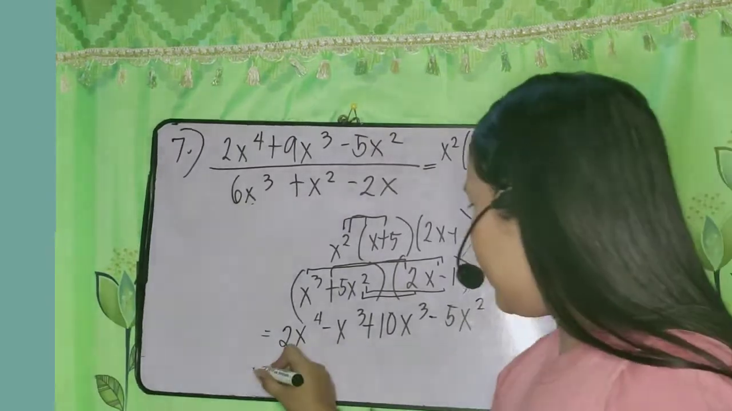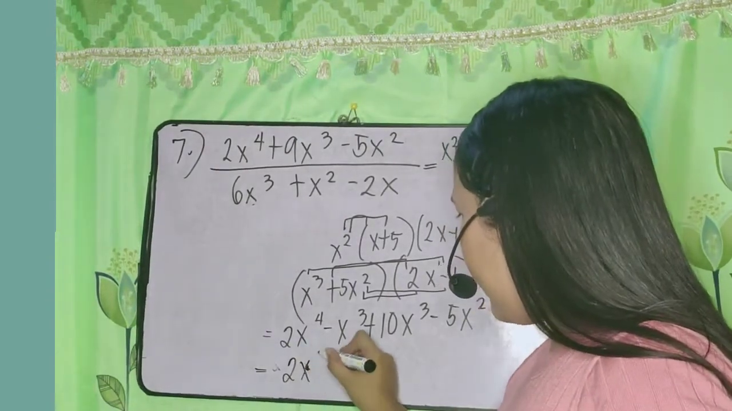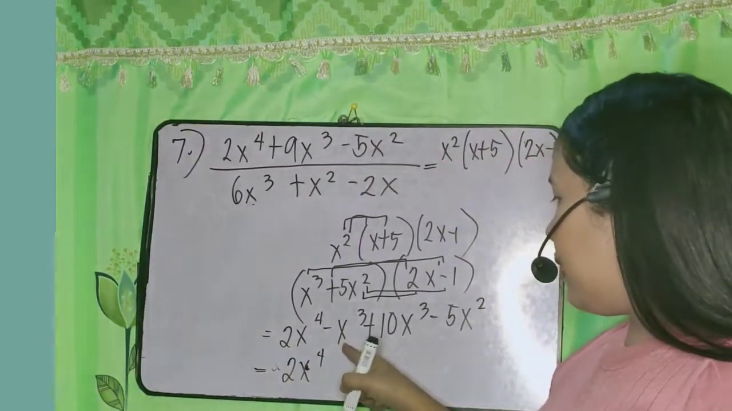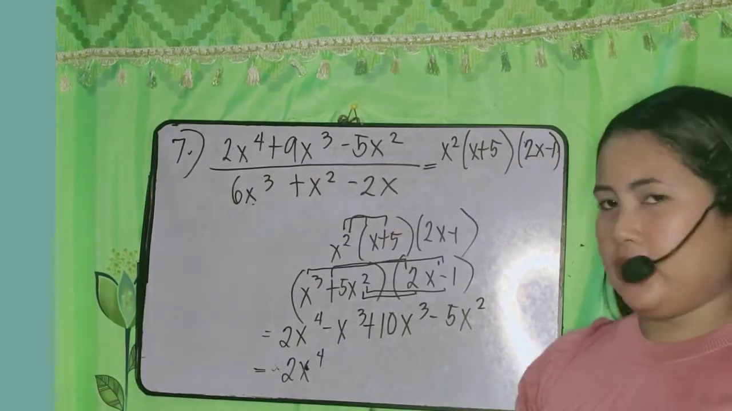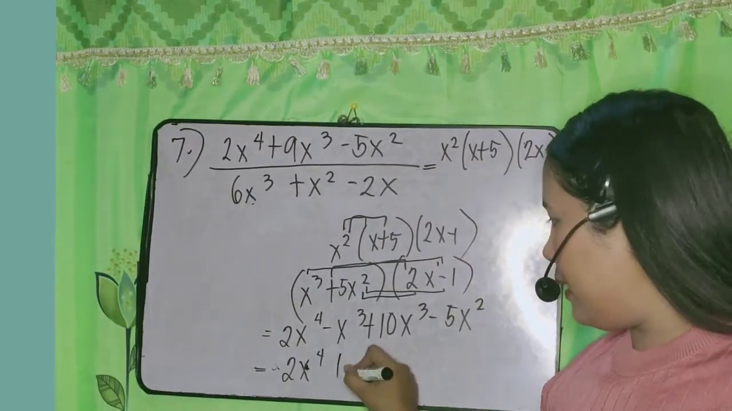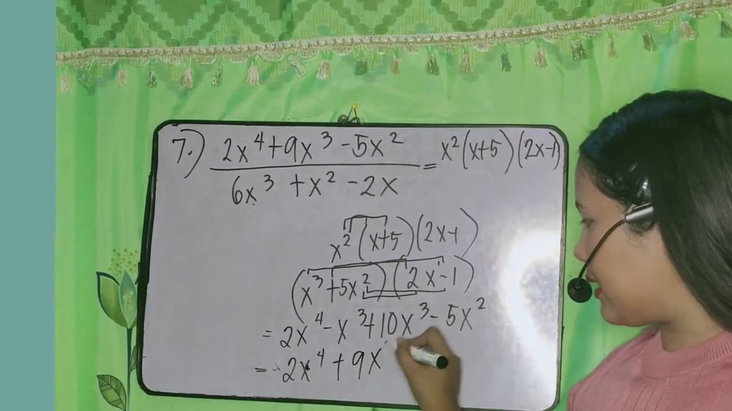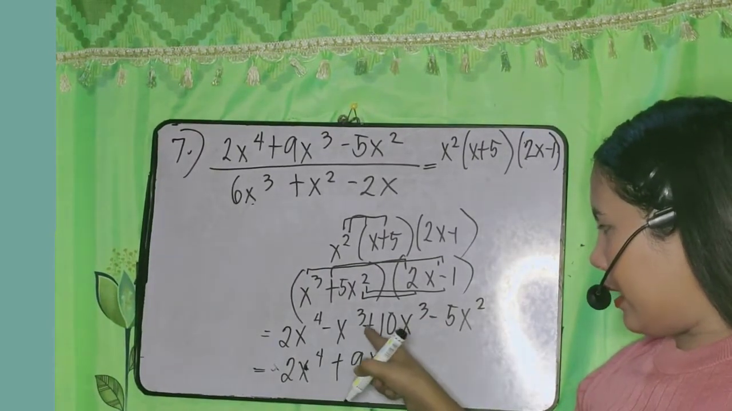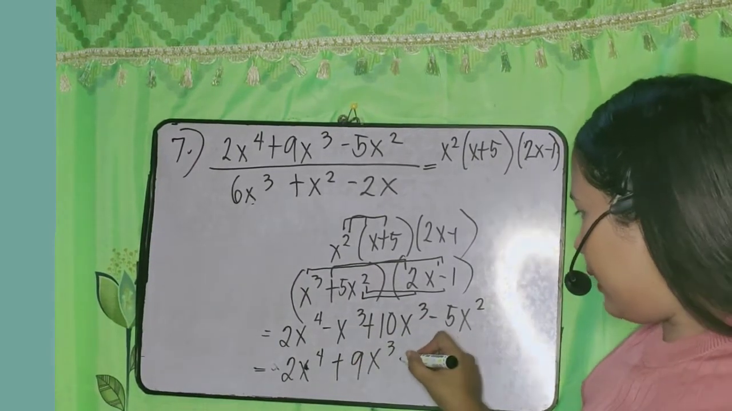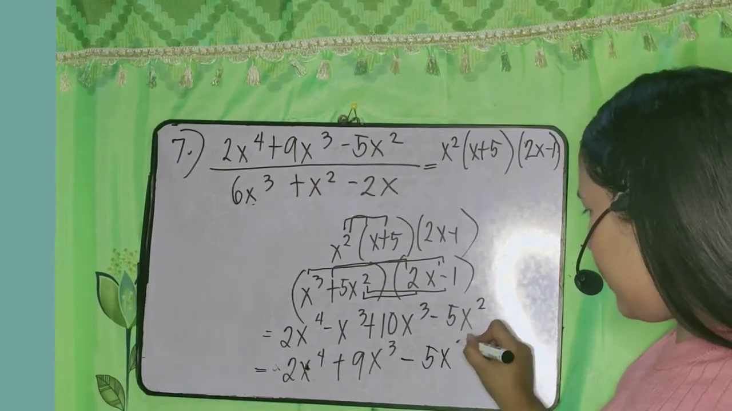Then, simplify po natin siya. 2x copy 2x raised to 4. And then, di ba may katabi na 1 yung x? So, negative 1 plus 10. So, we have positive 9x. Then, copy exponent na 3. Then, minus 5x squared. So, now, question.